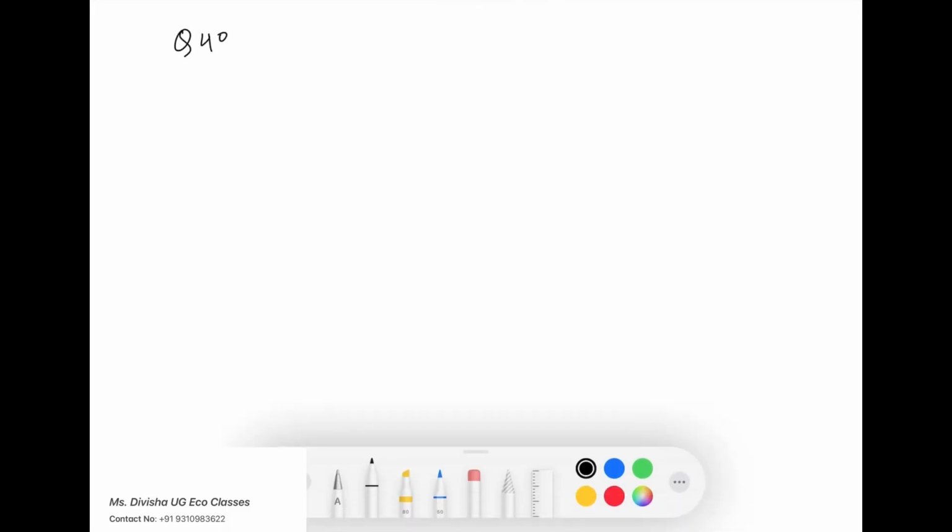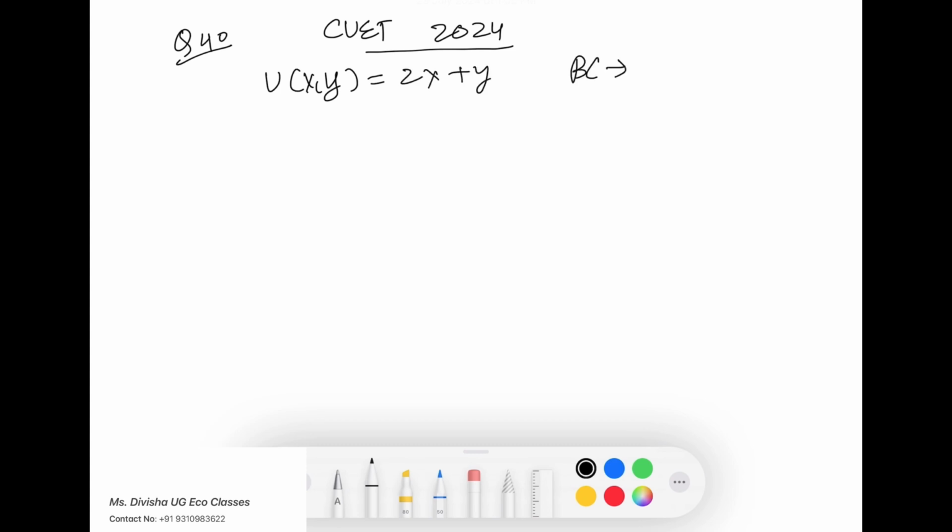So let's discuss this question number 40 from CUET entrance exam 2024. We are given a utility function 2x plus y, and the budget constraint is given to us as x plus 2y equals 10, where income is 10, px is 1, py is 2.